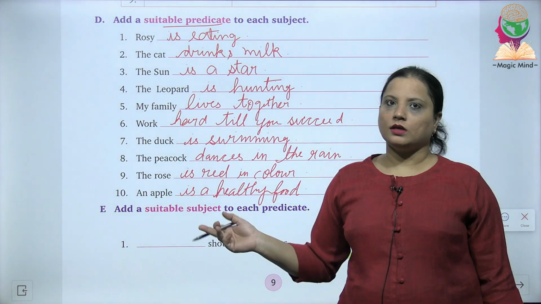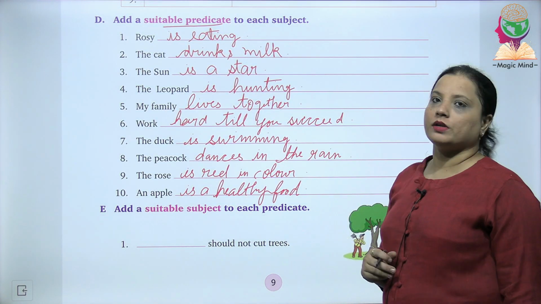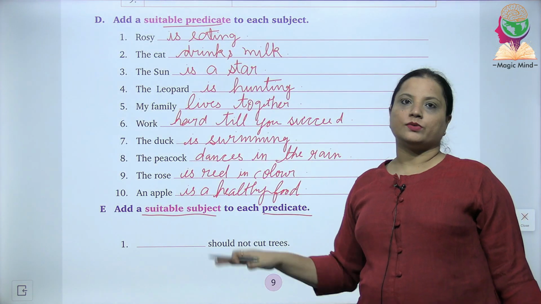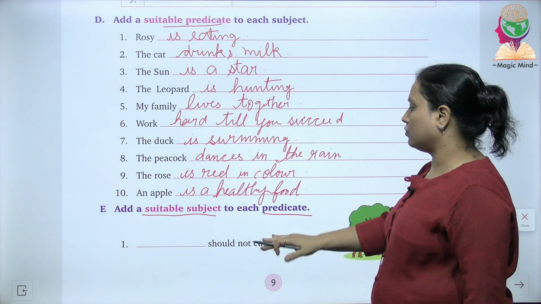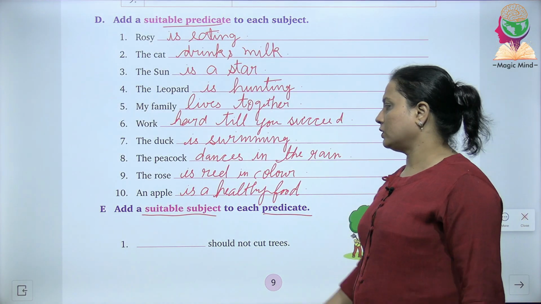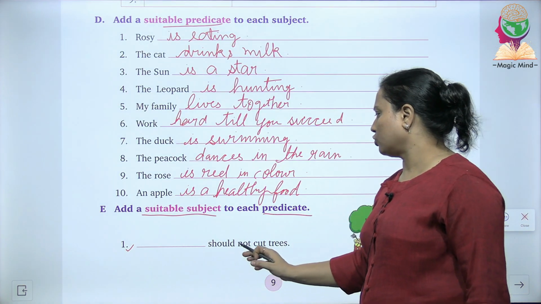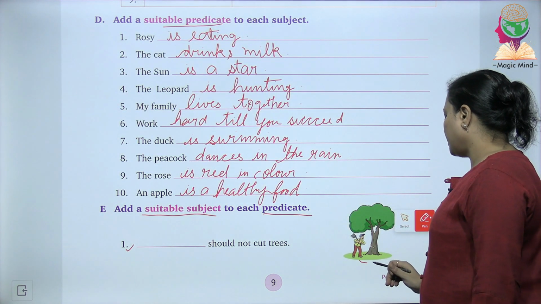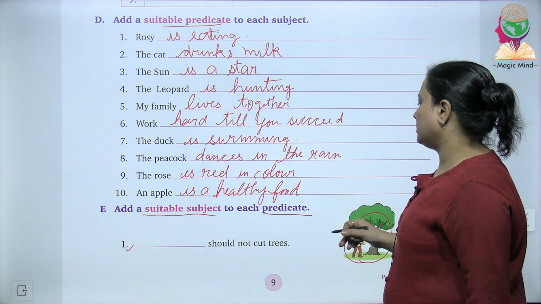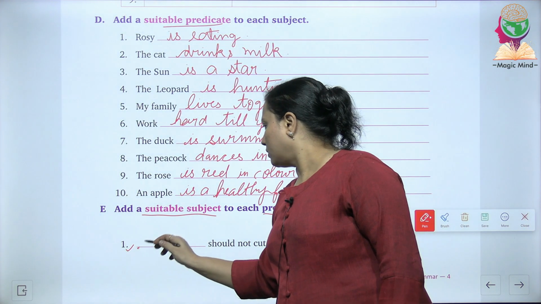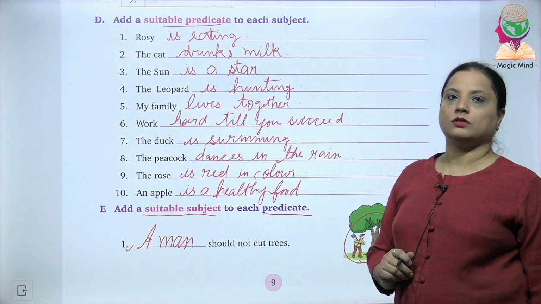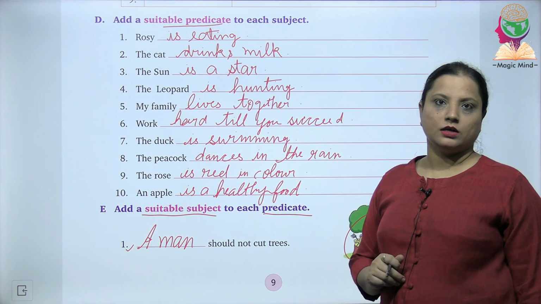Now let's move to the E question. The E question over here is saying add a suitable subject to each predicate. Now this is just the vice versa of the above question. We have to write the subject over here. A predicate is already given over here. Now this first question is dash should not cut trees. If you look over here, they have given the picture of a man. So we can write over here a man should not cut the trees. Then let's now move to the next page.